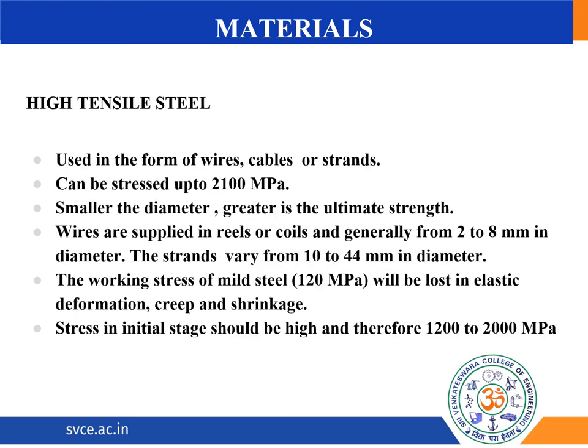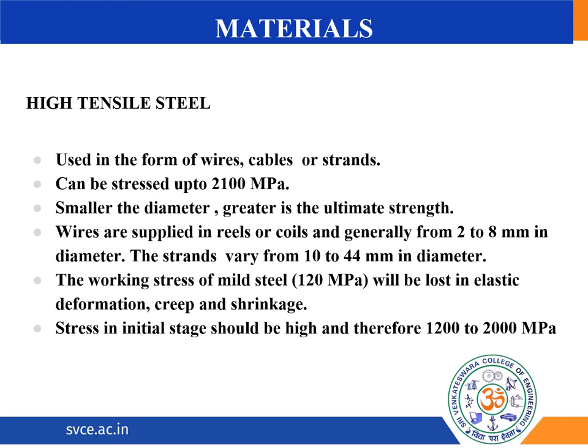When we take high tensile steel, the basic concept is that normal mild steel might have a working stress of 120 megapascal, whereas in high strength steel it can go up to 1200 to 2100 MPa, which means it has a lot of elastic property also. It can take up a lot of stress.